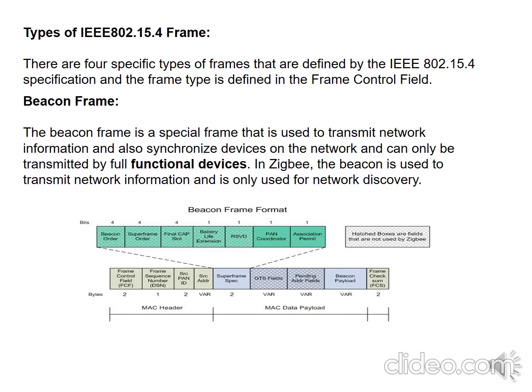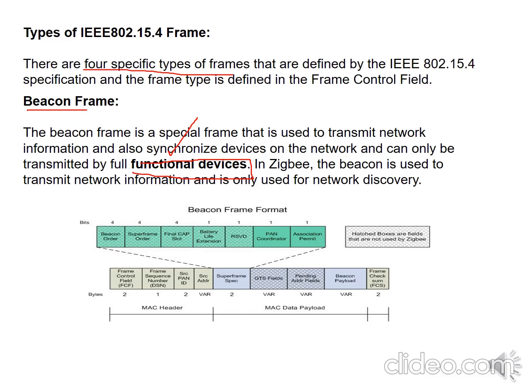As I told you, there are basically four frames. One is the beacon frame. The beacon frame is a special frame that is used to transmit network information and also synchronize devices on the network, and it can only be transmitted by full functional devices. So the beacon frame can only be sent by a full functional device. In ZigBee, the beacon is used to transmit network information and is only used for network discovery.